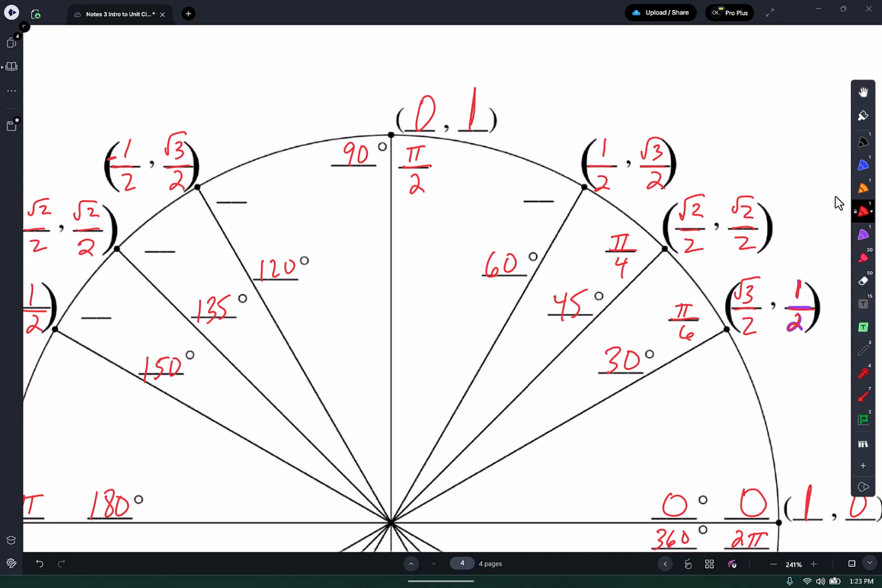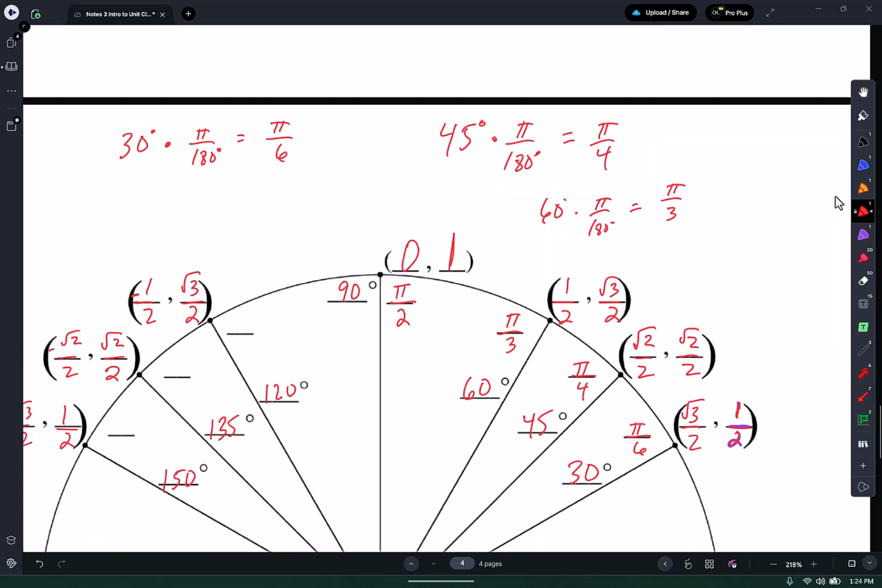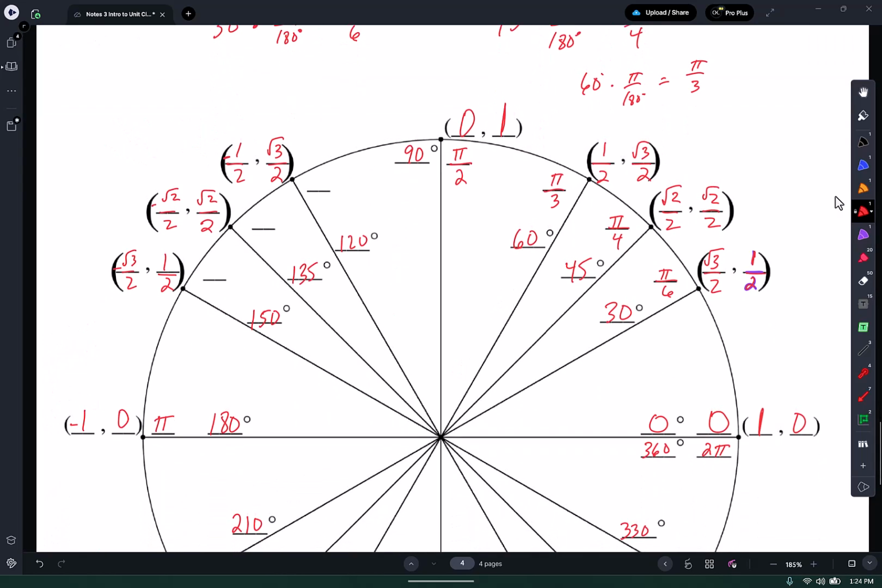Yay or nay? Perfect. Now the last one at 60 degrees, I guess you could technically look at 30 degrees, pi over 6, and say pi over 6 plus pi over 6 is 2 pi over 6, which reduces to pi over 3. That's not the only way you could have done it. You could have done 60 degrees times pi over 180, and said 6 goes into 18 3 times, so pi over 3. There's so many different ways. It all depends on your learning style and what you think is best. Are we okay? Okay, we can continue that pattern and fill in the entire circle.